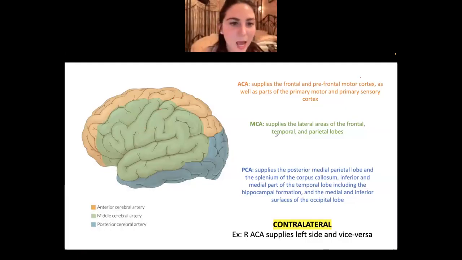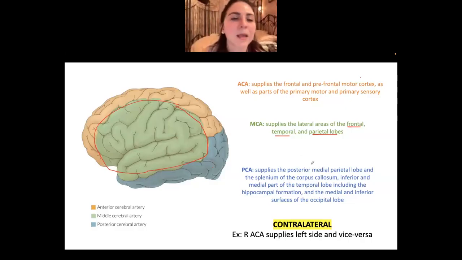Okay. All right. And then the MCA, the MCA does like everything. So for example, it does the lateral areas of the frontal lobe, the temporal lobe, and the parietal lobe. So you can see the MCA does pretty much everything. So you can imagine with an MCA stroke, you're going to see a lot of symptoms.